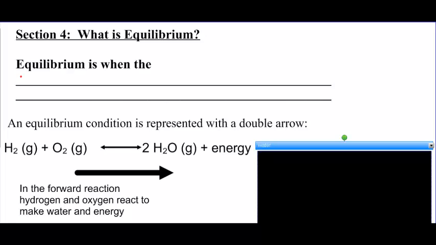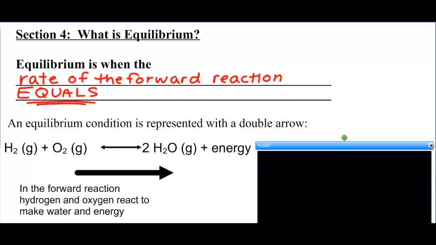Equilibrium is when the rate of the forward reaction equals the rate of the reverse reaction. So it doesn't really matter if they're fast or slow, they're proceeding at the same speed. Some reactions are reversible, meaning they can go both ways.